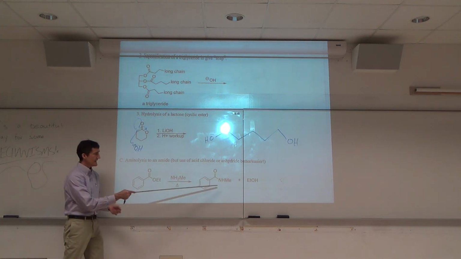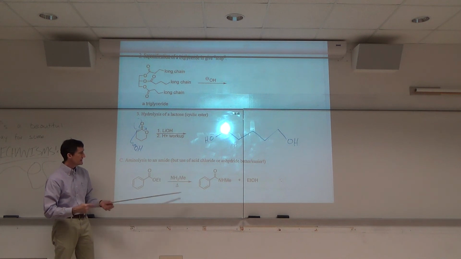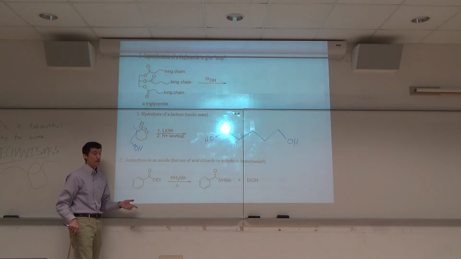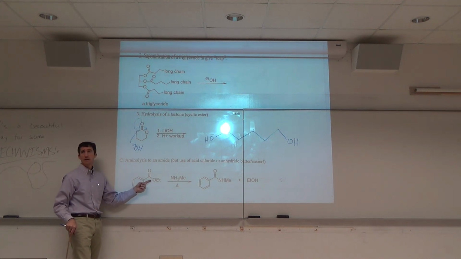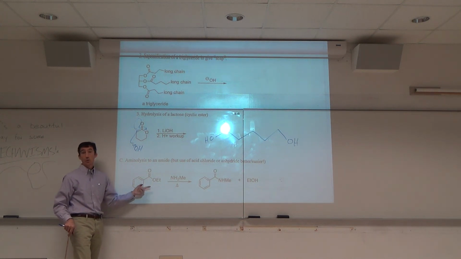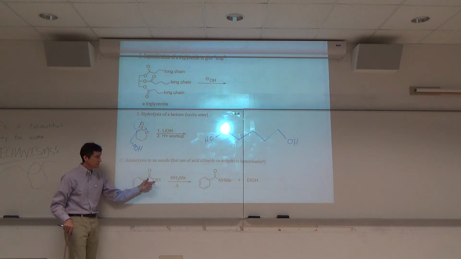If you want to make this amide using this amine, instead of reacting with the ester, what would you react it with instead? Acid chloride. Because the ester is not that reactive. This is probably going to require a good amount of heat. You'd rather use an acid chloride or the anhydride. But you can do it with an ester.